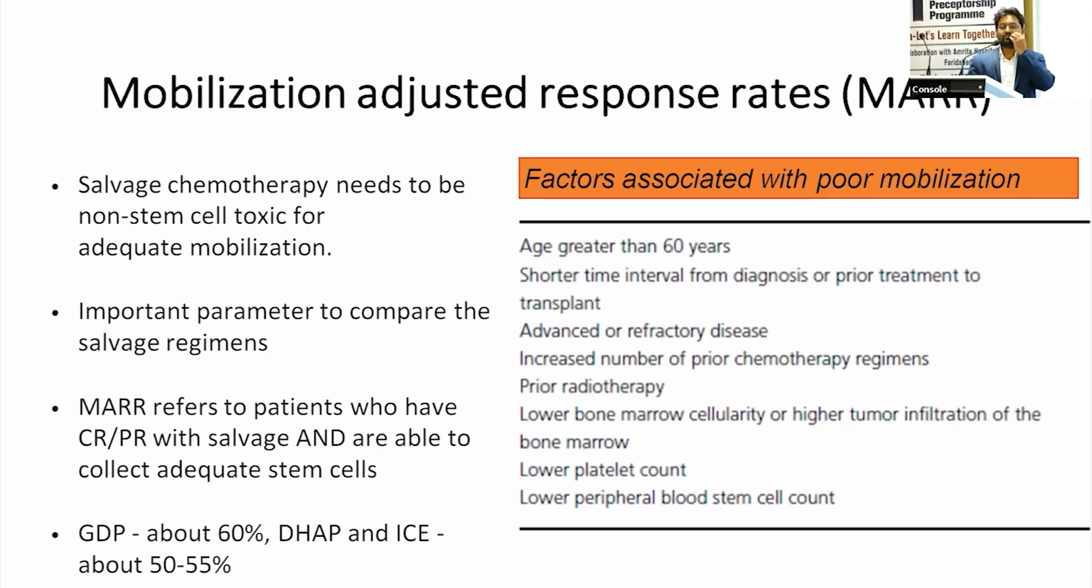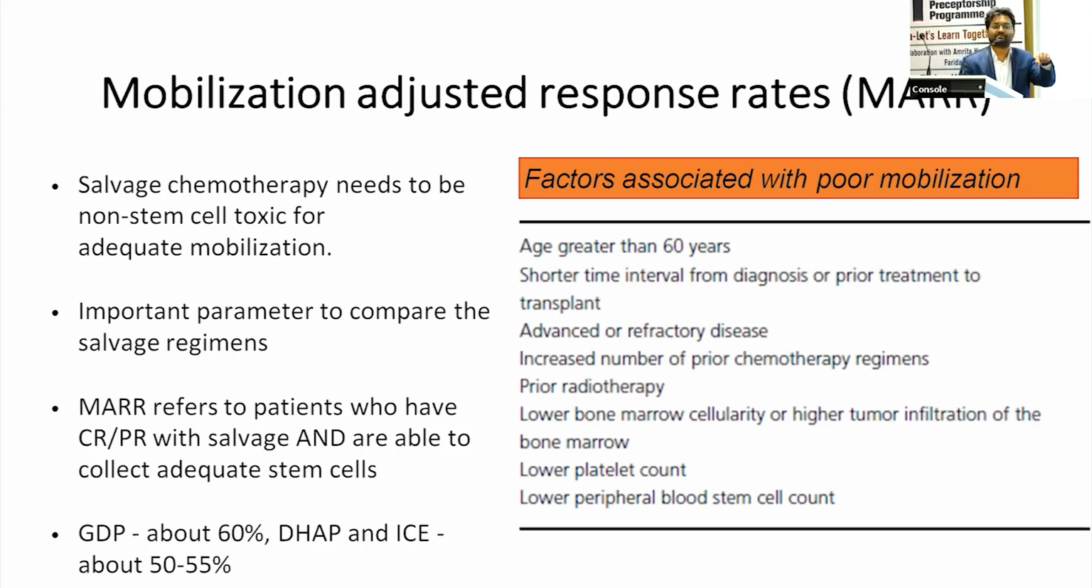This is important. Mobilization adjusted response rate means that when you give a salvage chemotherapy, you are going to damage some amount of stem cells, right? So some patients may not collect. Even if they get a good response and you do collection, there is no adequate or minimum amount of CD34 that you need. So that is also important when you choose a salvage regimen. The definition is patients who have CR and PR and are able to collect adequate stem cells.